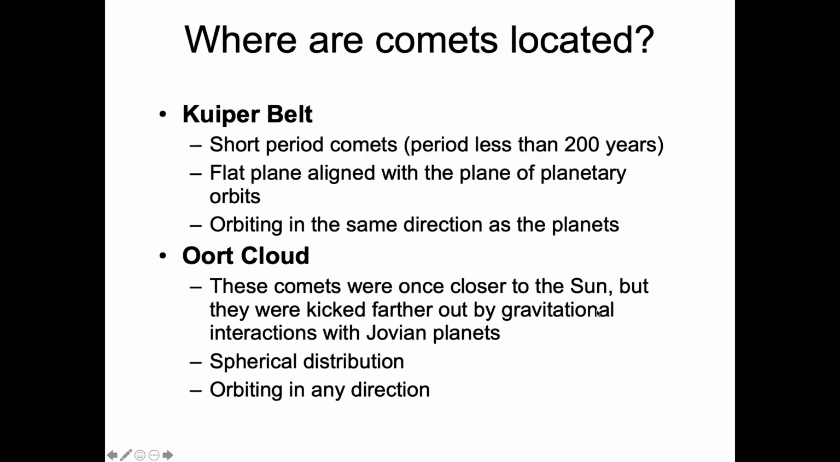So in the Kuiper belt, we have these comets with short periods. They take about 200 years to orbit the sun. That is considered short for something so far away. Their orbital planes tend to be flat, so they usually orbit around the sun in the same plane as the other planets do. They orbit in the same direction as the planets. So if the planets orbit the sun counterclockwise from the North Pole down view, Kuiper belt objects orbit the same way.